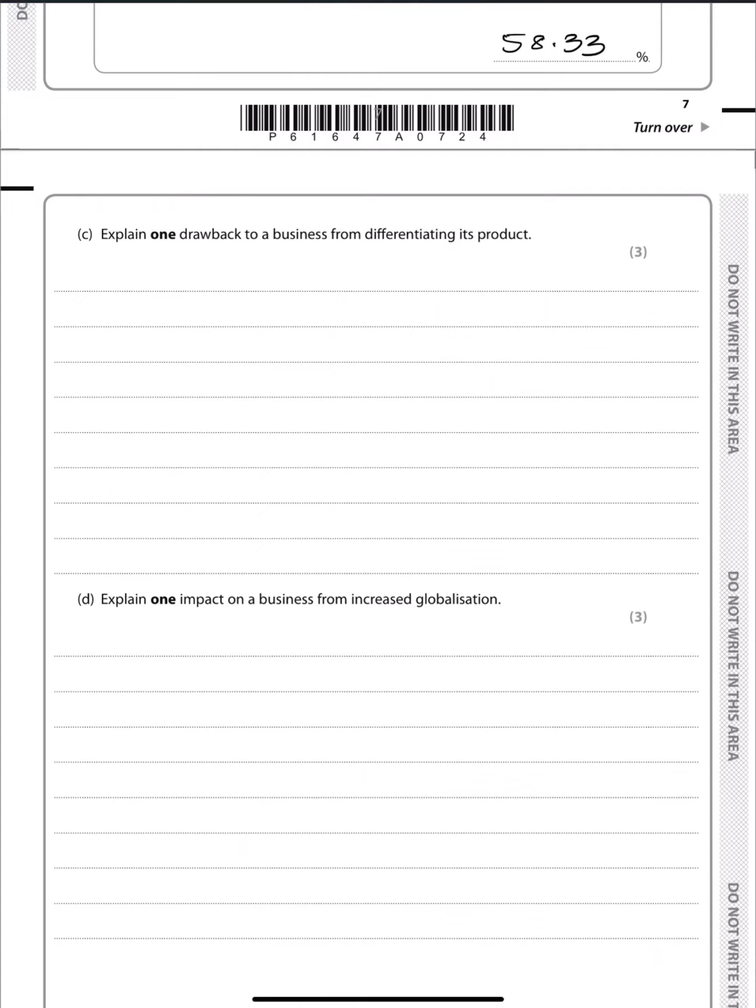So firstly, let's as usual identify my disadvantage in one line. Differentiating is a process which we do in order to differentiate our products from our rivals, but doing so is expensive, so it adds to our costs. So one disadvantage is that it increases variable cost. An increase in variable cost will mean that my profits are going to decrease.